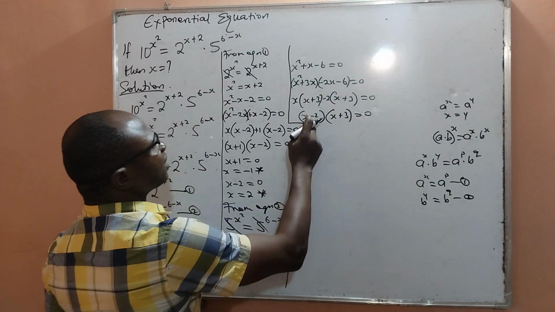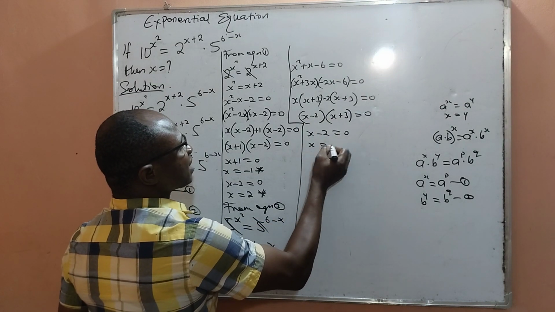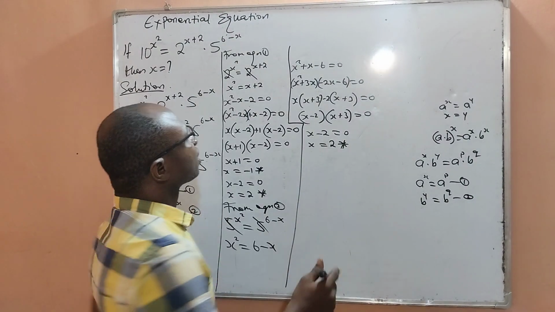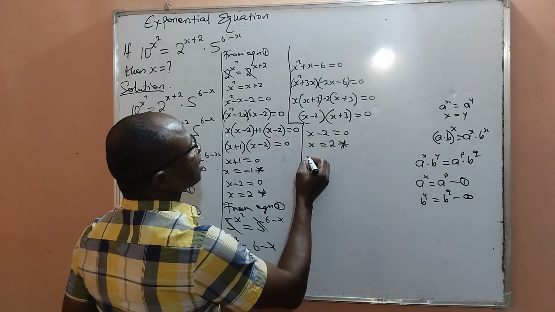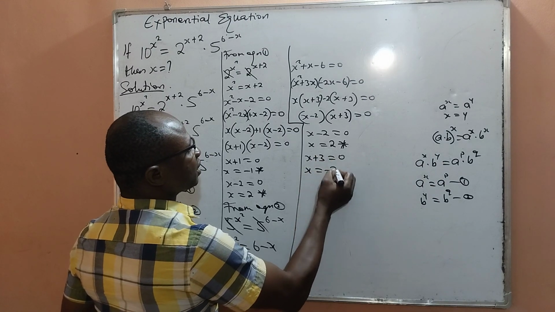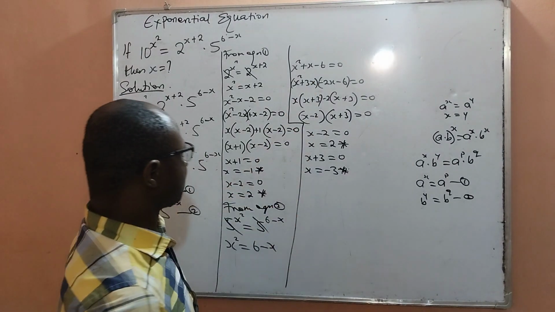So the first bracket, x minus 2, is equal to 0, making x equal to 2. Another value of x from the second equation. Also, from the second bracket here, x plus 3 equal to 0, making x equal to negative 3. Another value of x from the second equation.